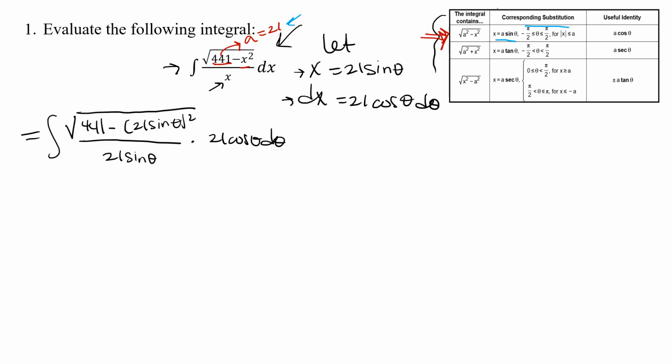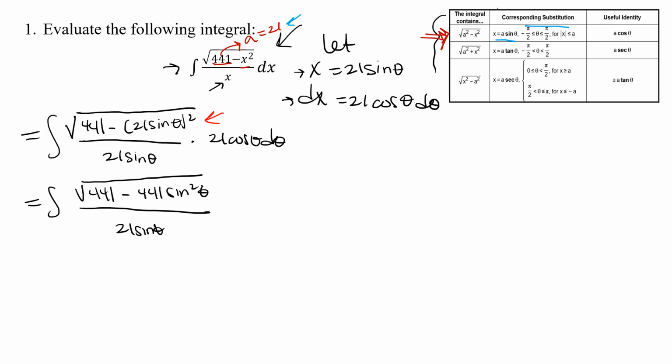All right, well, let's see then what we can do from here. So let's go ahead and simply square that 21 sine squared, and when we do that, we have the square root of 441 minus, well, 21 squared, that's just 441. And then sine squared, so we're just going to simply write it like so. And then that's all under the radical. And then we're going to keep the denominator as it is. And we still have this times 21 cosine d theta.